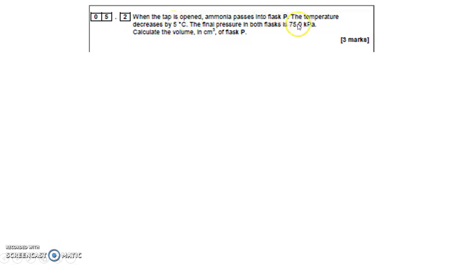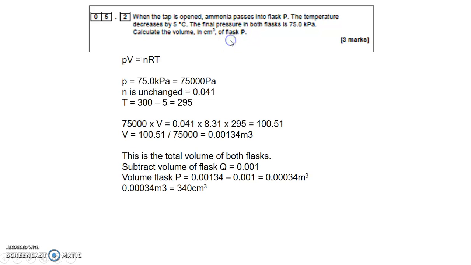The final pressure is 75.0 kilopascals. To get that into pascals, I multiply by 1,000, so that's 75,000 pascals. Calculate the volume in centimetre cubed of flask P. Well, I can calculate the whole volume, so PV equals NRT. Pressure is 75,000 pascals. Number of moles isn't changed. All I've done is open the tap and made new space, new volume available. I've not changed the number of moles of ammonia at all, so that's exactly the same, 0.041. Temperature has come down by 5 degrees C, which is the same as coming down by 5 Kelvin, 295.